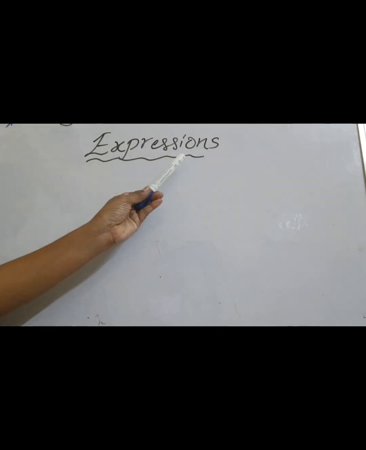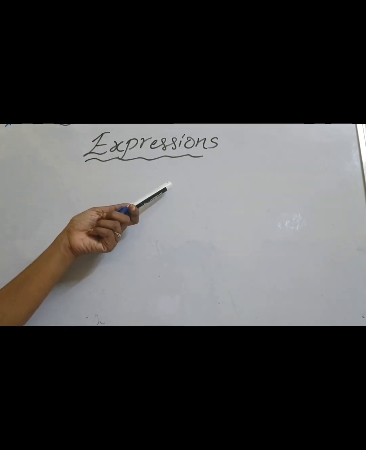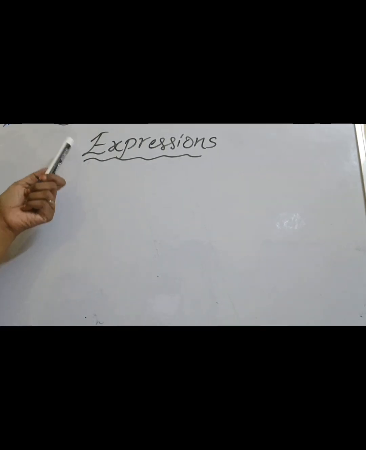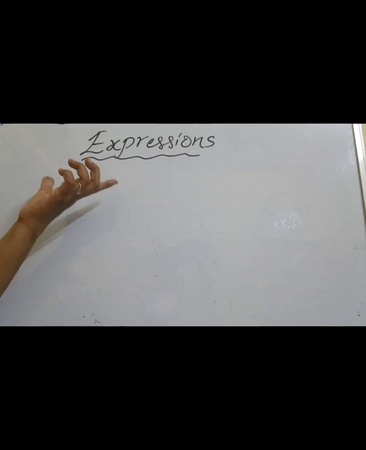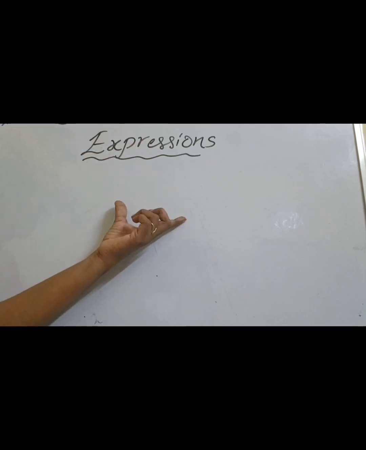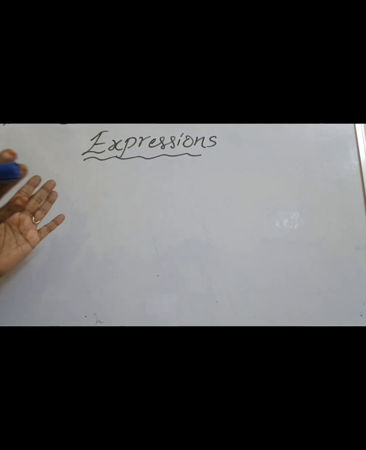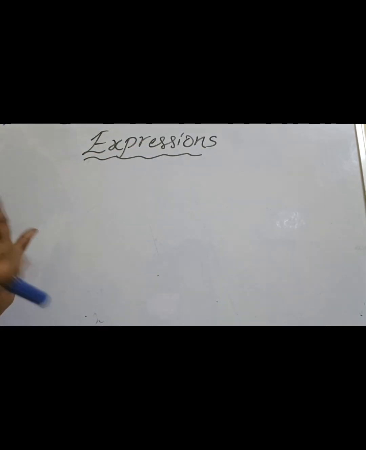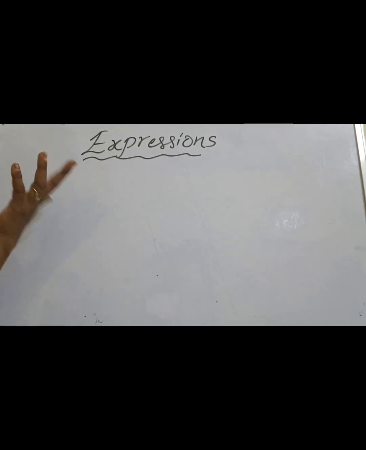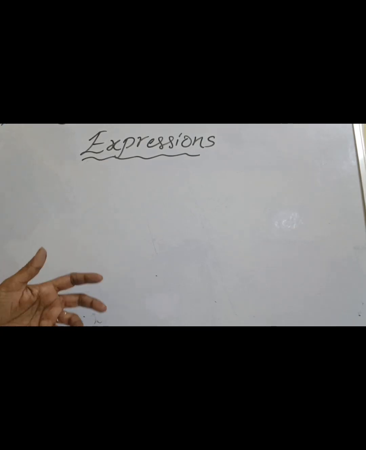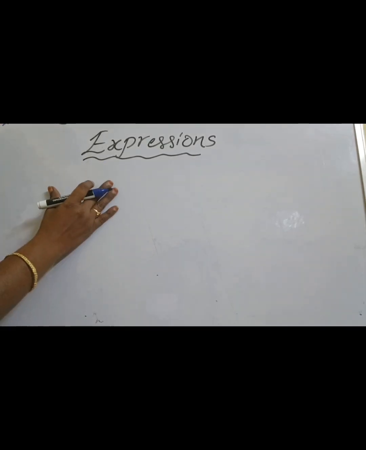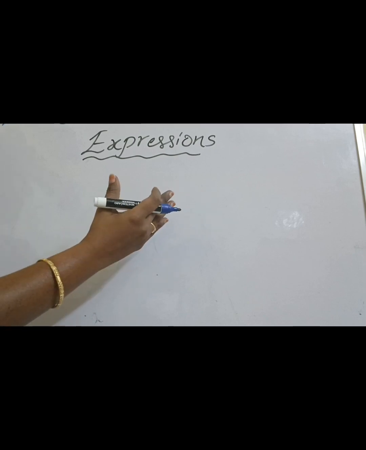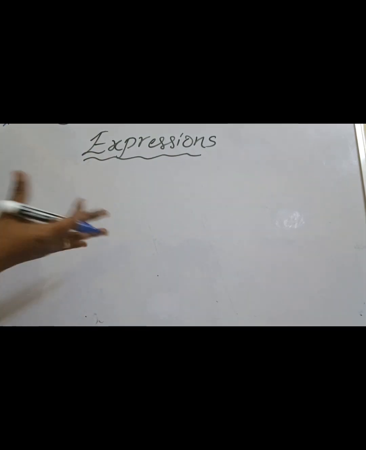Next, let us see one more concept, children. The next concept is expression. What are expressions? Expressions are like algebraic expressions, children. Expressions are nothing but a single term, it may be, or a combination of terms connected by symbols. Symbols means the four operations: multiplication, division, plus or subtraction. So what is an expression, children?